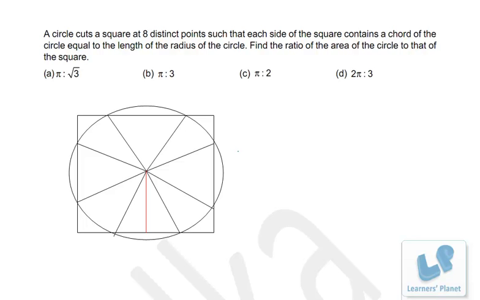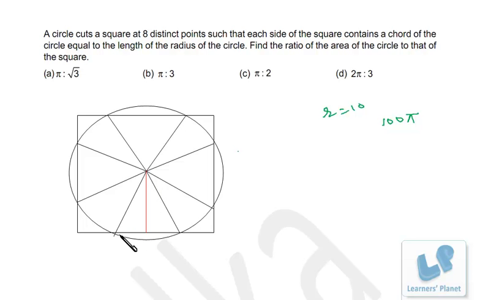Now we have this problem. A circle cuts a square at 8 distinct points such that each side of the square contains a chord of circle equal to the length of radius of the circle. Find the ratio of area of circle to that of square. I assume the radius to be 10. That means area of circle will be pi r square, that is 100 pi. Right? Now I have to find out the area of the square.